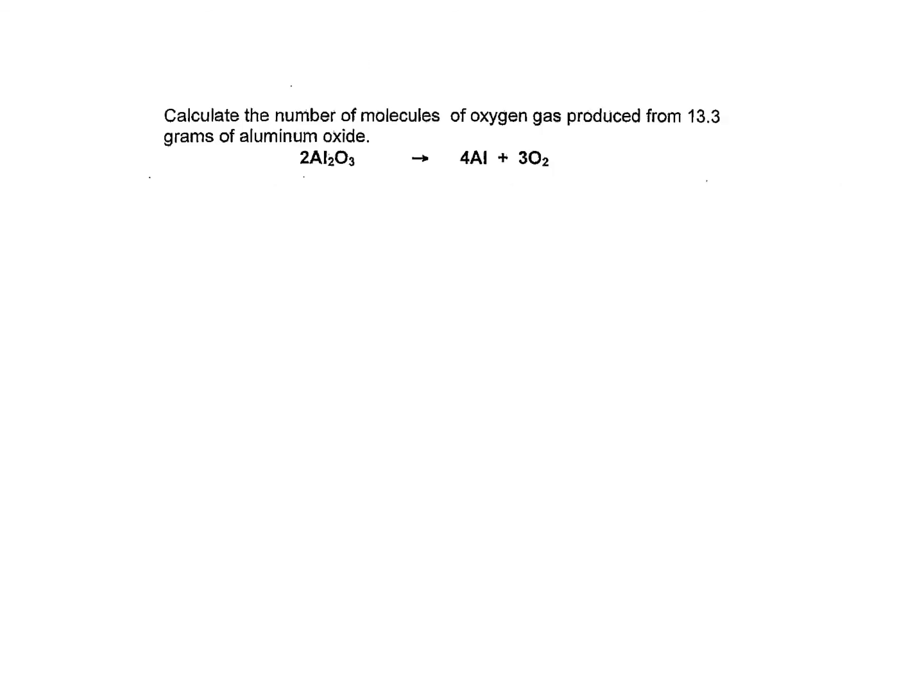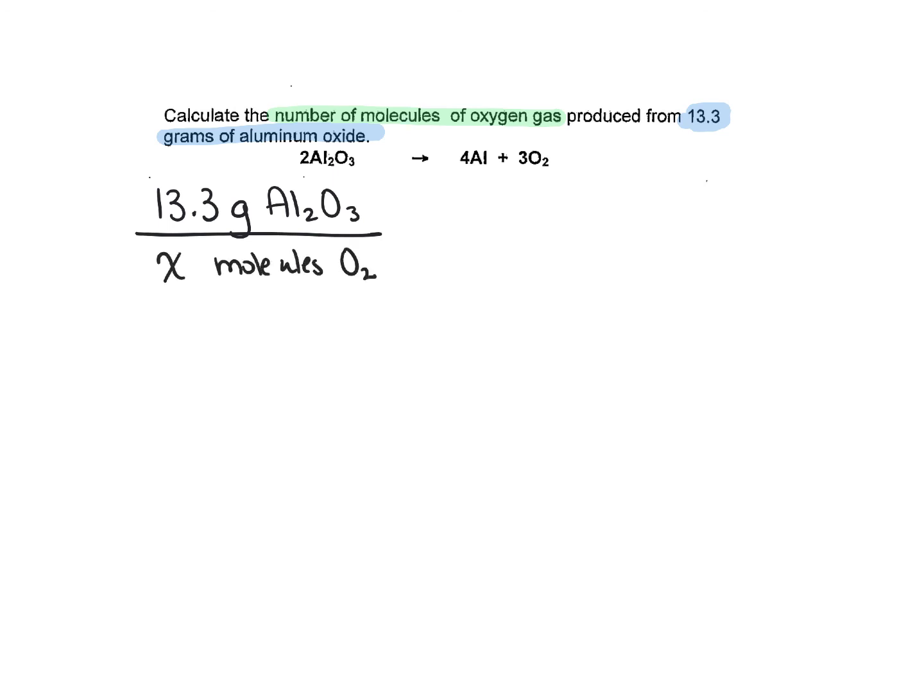What about a problem like this, where we are given our grams of aluminum oxide, but we need to find something different, like number of molecules of oxygen gas? Well, the thing to keep in mind is always put on the top what you're given. I'm given 13.3 grams of aluminum oxide. Always put on the bottom what we want to find. We want to find our molecules of oxygen gas.